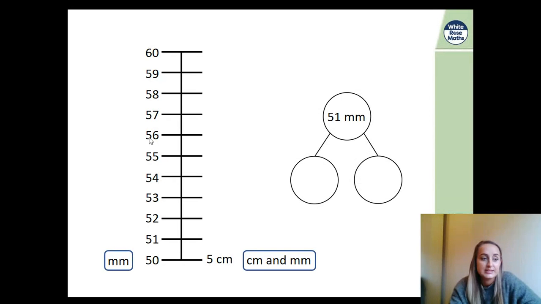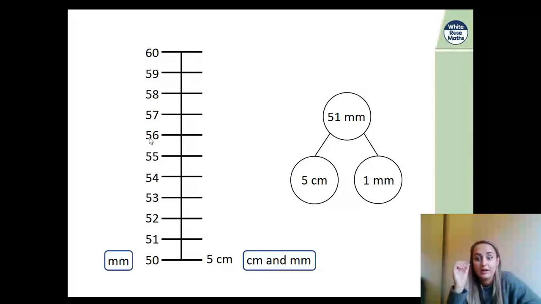However, we're going to apply the same concept as we did yesterday. We're going to put 51 millimetres in a part whole model. So 51 millimetres is made up of 50 millimetres and 1 millimetre. We already know that 50 millimetres is equal in length to 5 centimetres. So we can just change that straight away. And then we are left with 5 centimetres and 1 millimetre. That makes up 51 millimetres. So we know that 5 centimetres and 1 millimetre is equal in length to 51 millimetres.